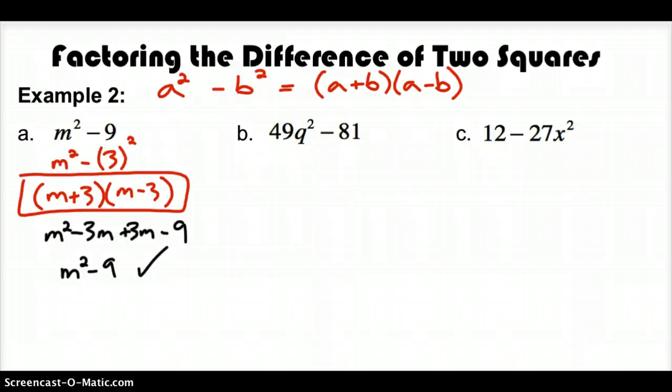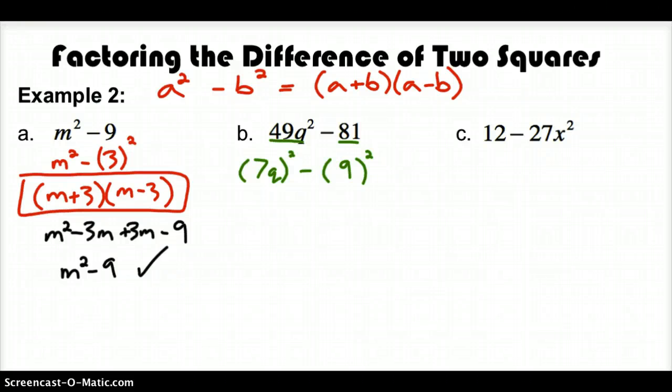Looking at part B, remember how we can identify this: 49 is a perfect square and 81 is a perfect square, which they both are. So let's write this as exactly that, the difference of two terms that are being squared. So 49q squared, I can write this as the quantity 7q that's squared, and 81, I can write this as 9 squared.